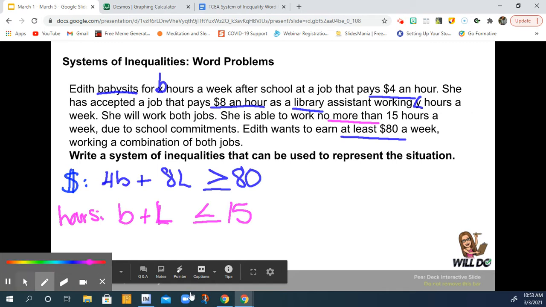Okay, so that's setting up your inequalities, and then on the next slide, we're going to go over how in the world I solve these.